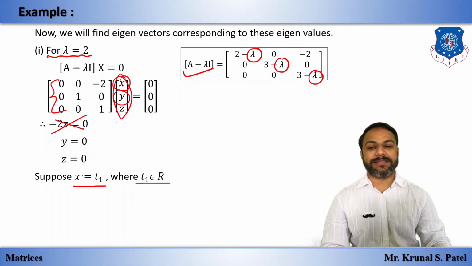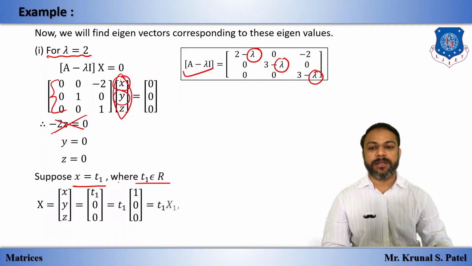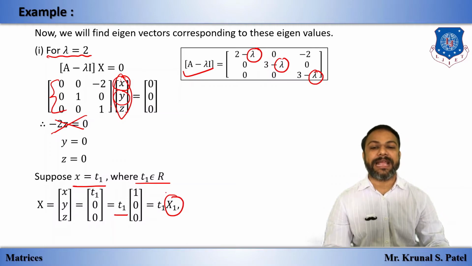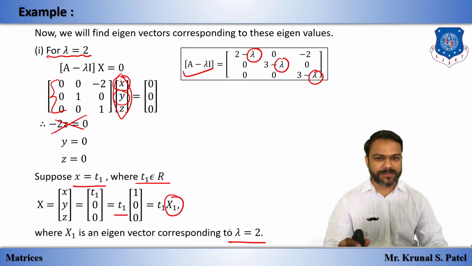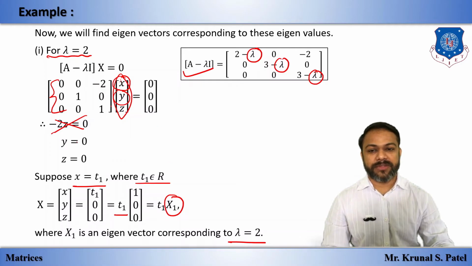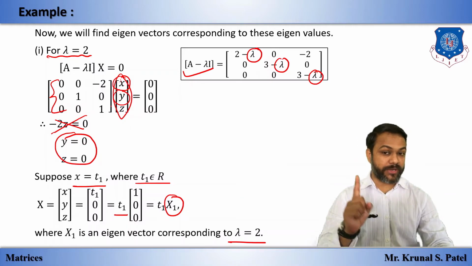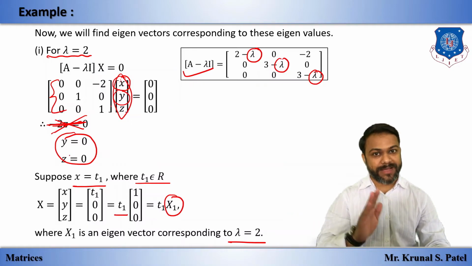Now after getting x, y, z, we write the capital X as the column x, y, z. So x is t1, y and z are 0, 0. If we take t1 common, we have 1 0 0, and this 1 0 0 is our capital X1, which is our eigenvector corresponding to lambda is equal to 2. Same process, but there is no need to use Cramer's rule here because we can easily find the values of y and z, and we have only two equations, not three, because this equation is the same as this one. So we have to omit that equation.